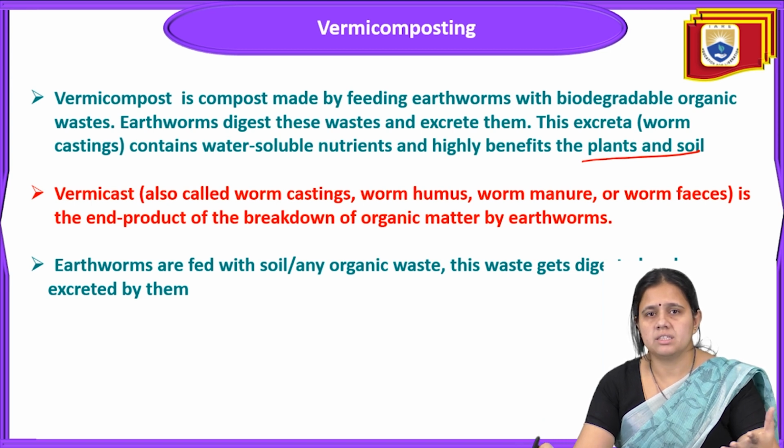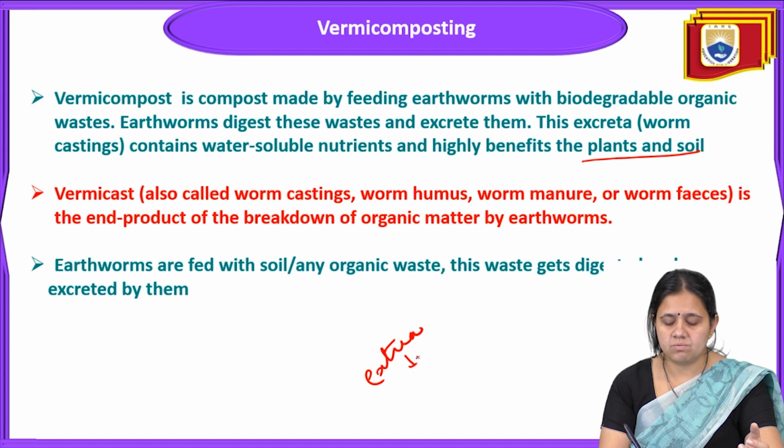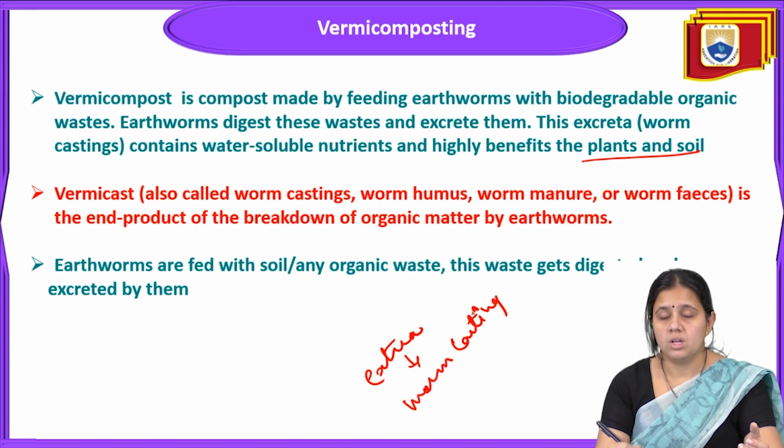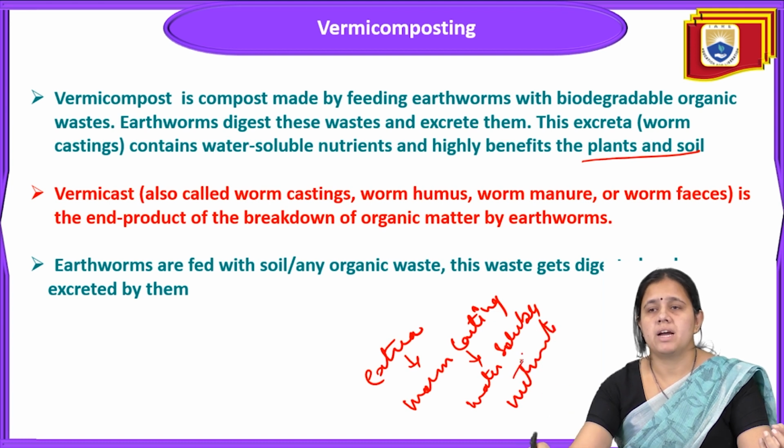So organic waste is degraded by earthworms, and with this degradation, the earthworms excrete, and this excreta is called worm casting. That excreta has water soluble nutrients that are highly beneficial to the plants and the soil.